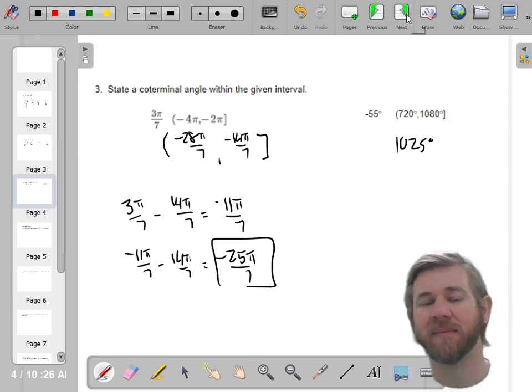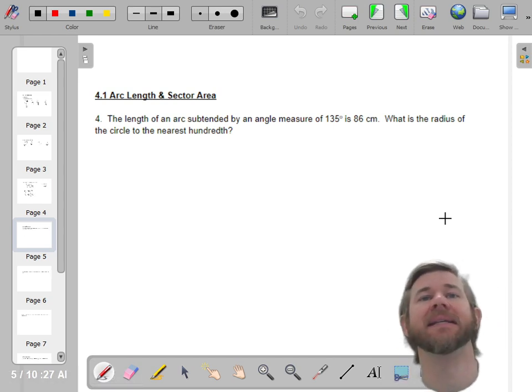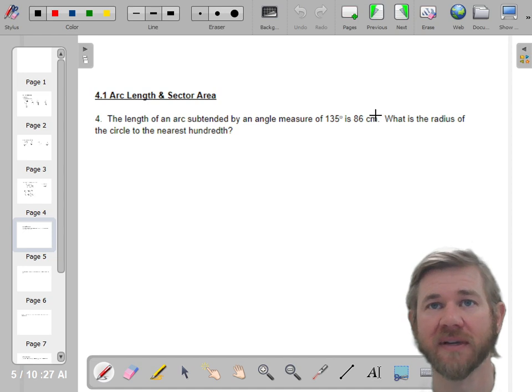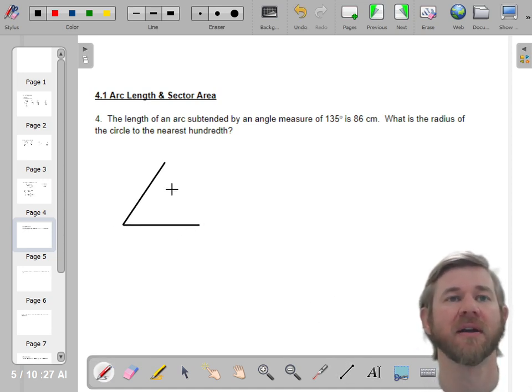Now let's actually use some of those things. We're going to maybe do some arc length and some area problems. So first thing, it says the length of an arc with an angle measure of 135 degrees is 86 centimeters. What's the radius? I like to draw a little picture here. Here's my arc. I can do better than that. How about like that? Hey, that's pretty good. We have 135 degrees. This is definitely not obtuse.